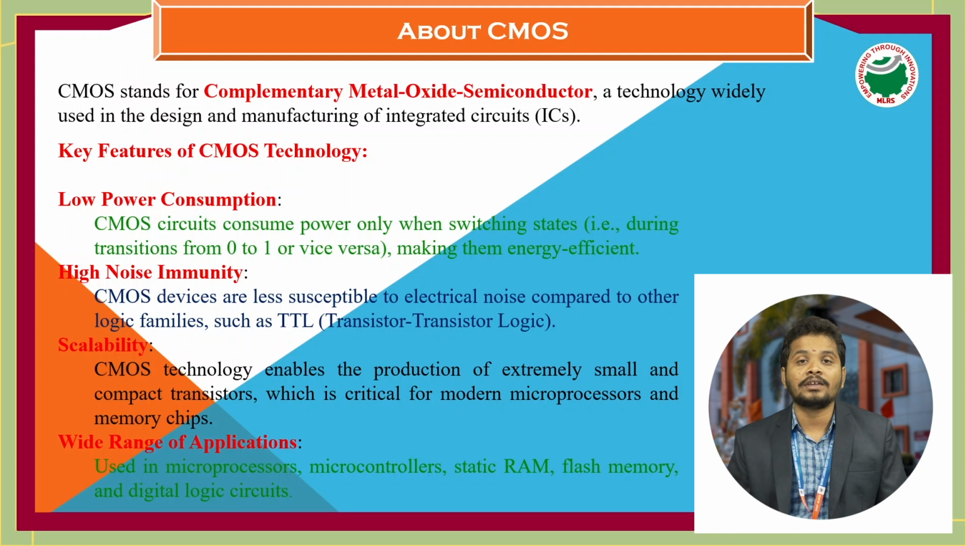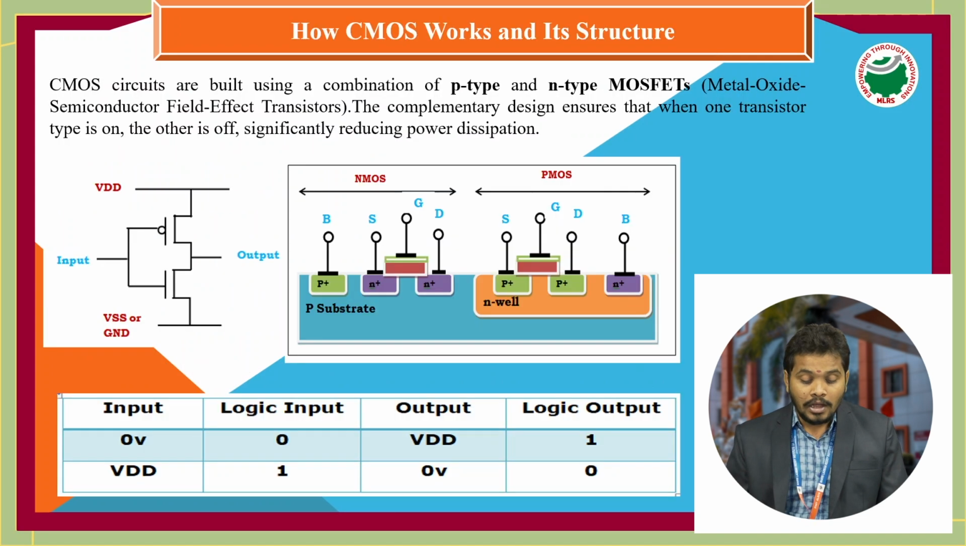And a wide range of applications: used in microprocessors, microcontrollers, static RAM and flash memories, and there are many other applications with the CMOS technology. Nowadays, by using the CMOS technologies, we are getting so much memory. We are fabricating different memory devices like static RAMs and random RAMs. Now, how CMOS works, the basic concept of CMOS technology, we will see here.